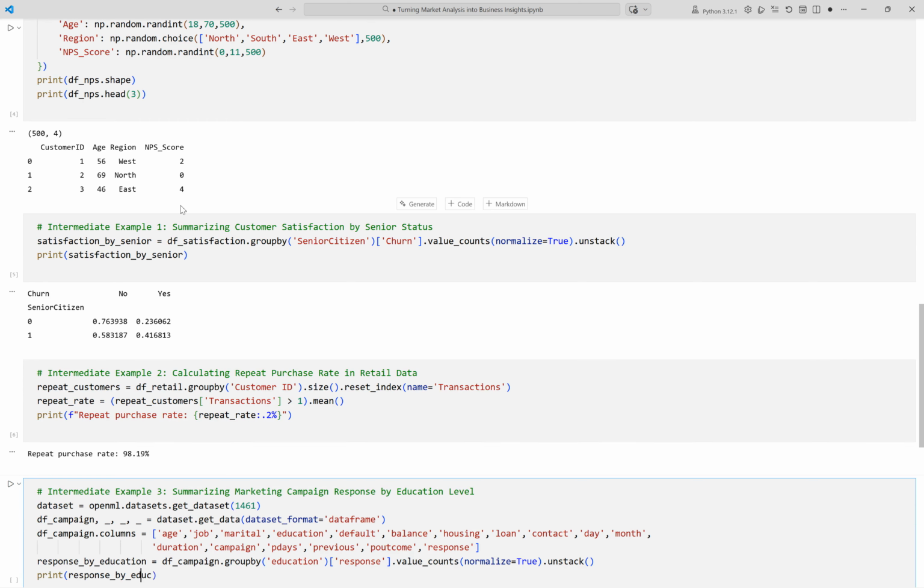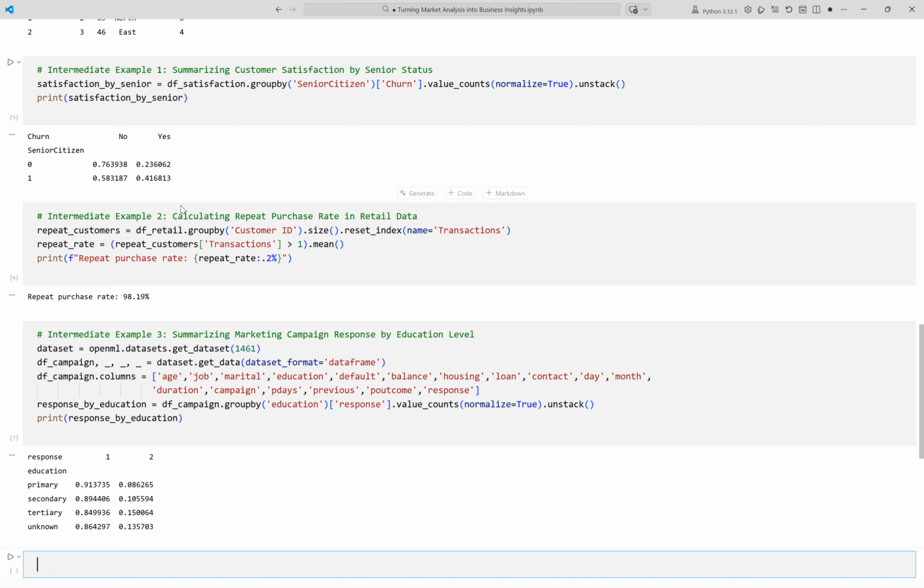Running the cell now. This output shows the proportion of marketing campaign responses, coded as 1 and 2, broken down by education level. Notice how the positive response rate, 1, tends to decrease as education level increases from primary to tertiary, which may indicate differing engagement across groups.